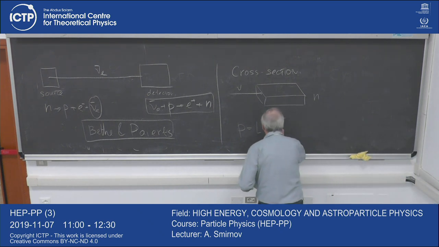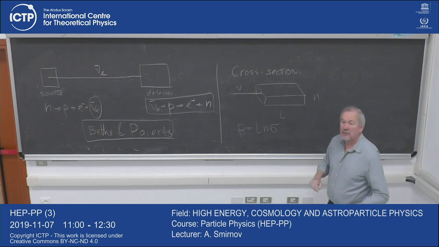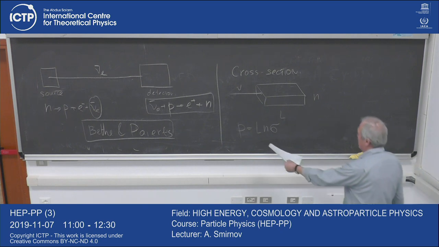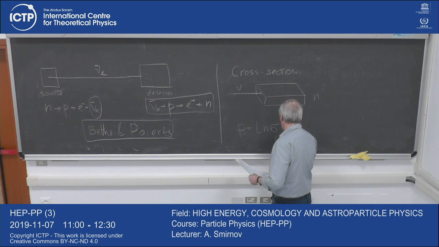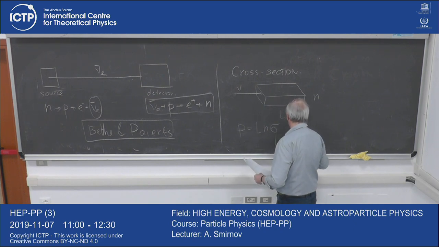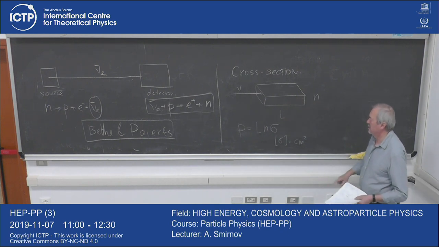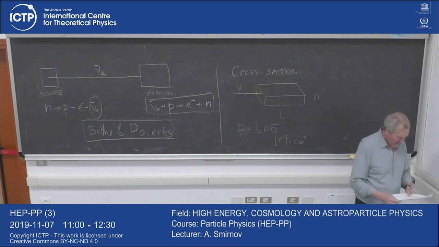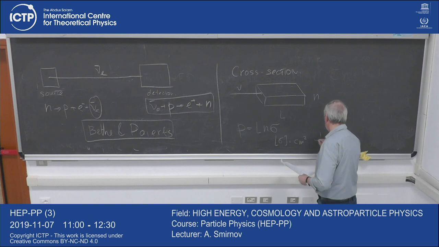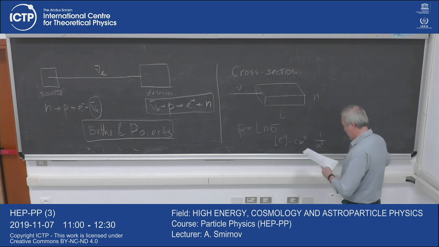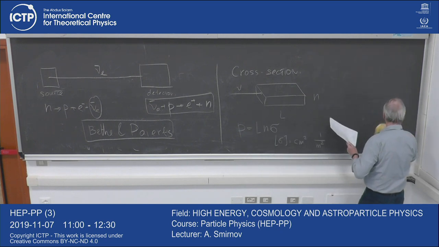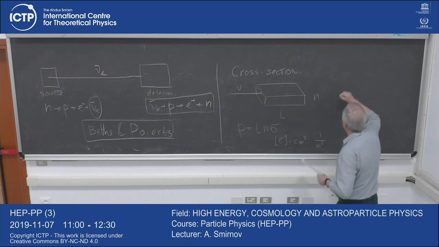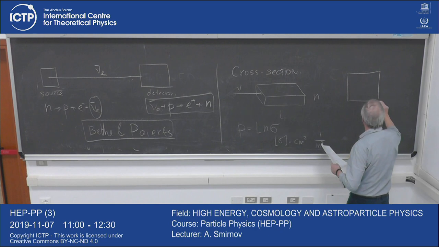And then let me write here sigma, which characterizes the strength of interaction with an individual scatterer. Since the probability is dimensionless, sigma should have dimension centimeter squared, right? Because L is in centimeters, N is the inverse of centimeter cubed, and therefore sigma should have dimension centimeter squared, or the inverse of mass squared, okay? This expression actually corresponds to the following classical picture. Your neutrino enters the target, and it scatters.